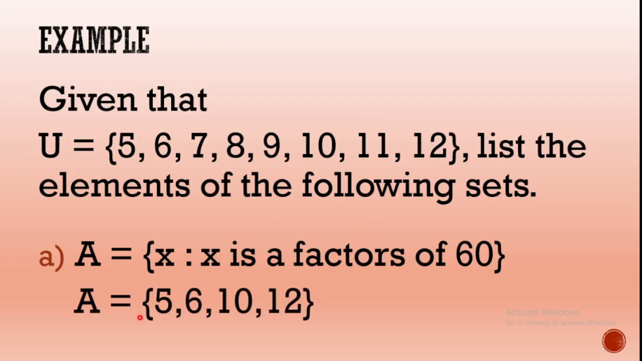So we have here the 5, 6, 10, and 12. Because when we multiply 5 times 12, that is 60. 6 times 10 is equal to 60. E ma'am, factor din naman po si 1 times 60. 60. Bakit wala po siya sa sagot? Kasi sabi ko nga po kanina, dapat ang magiging sagot lang natin ay manggagaling sa ating universal set. Sa universal set natin, hindi kasama yung 1 at saka 60. Kaya hindi natin pwede isama sa sagot yung 1 at saka 60.